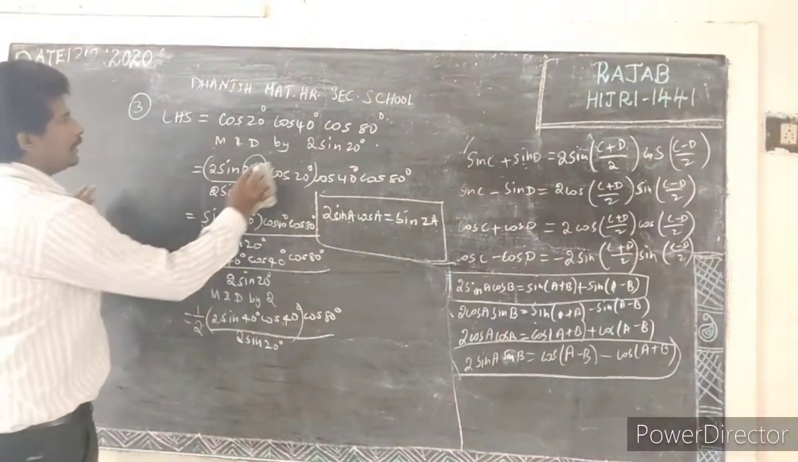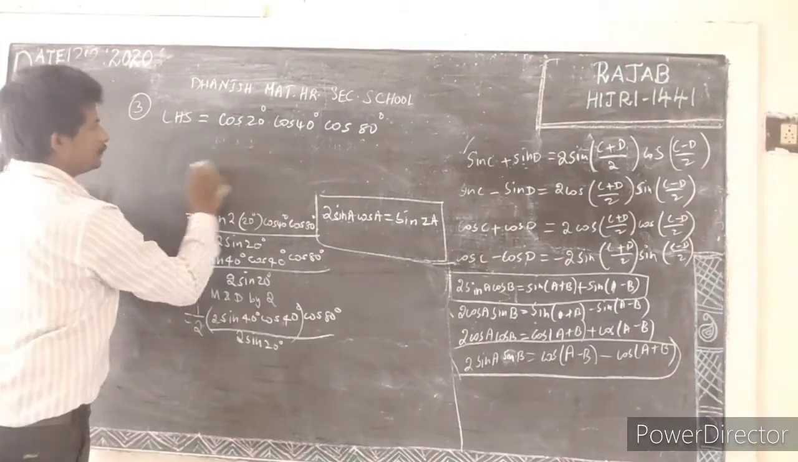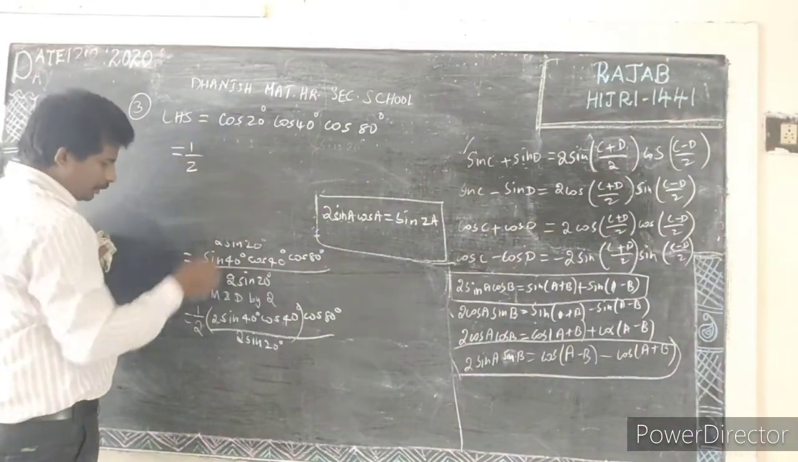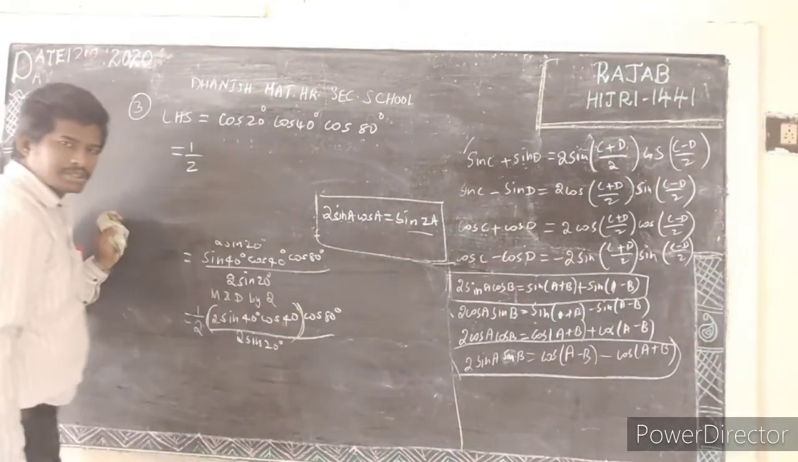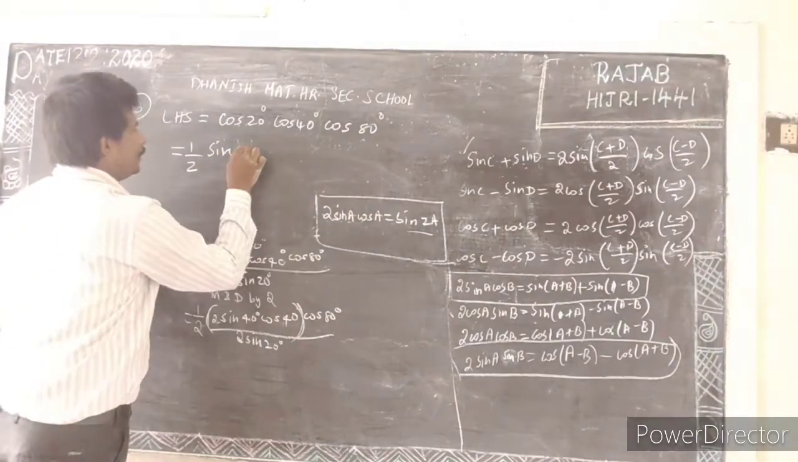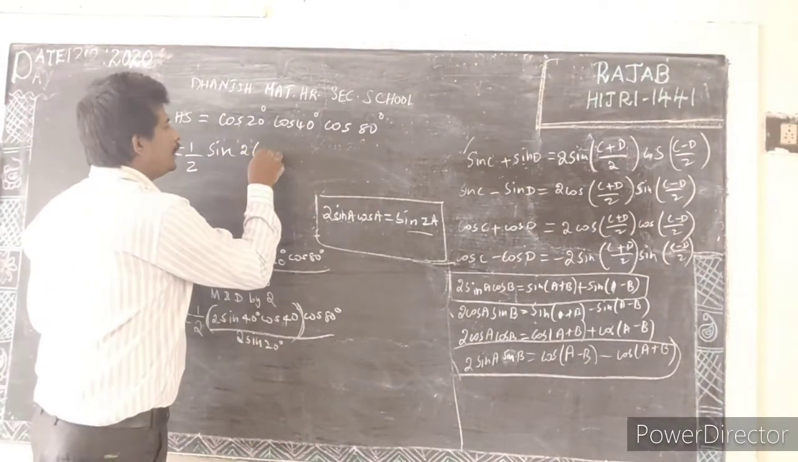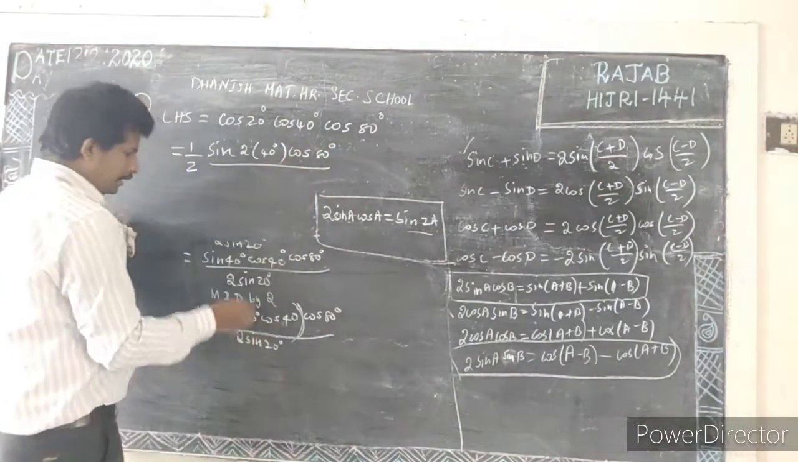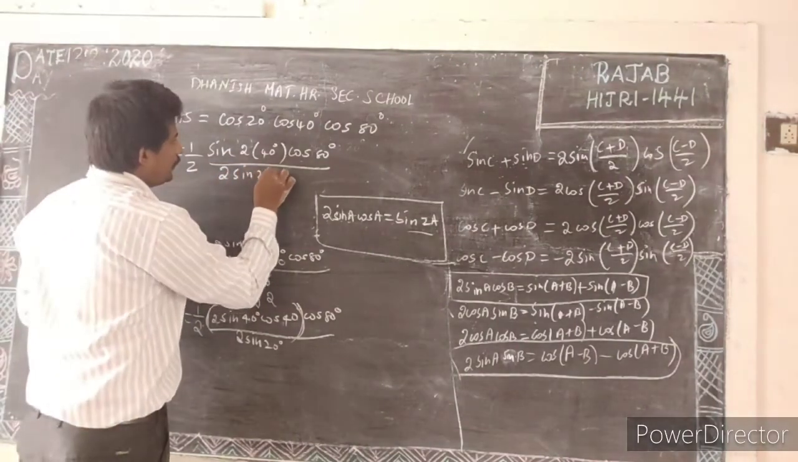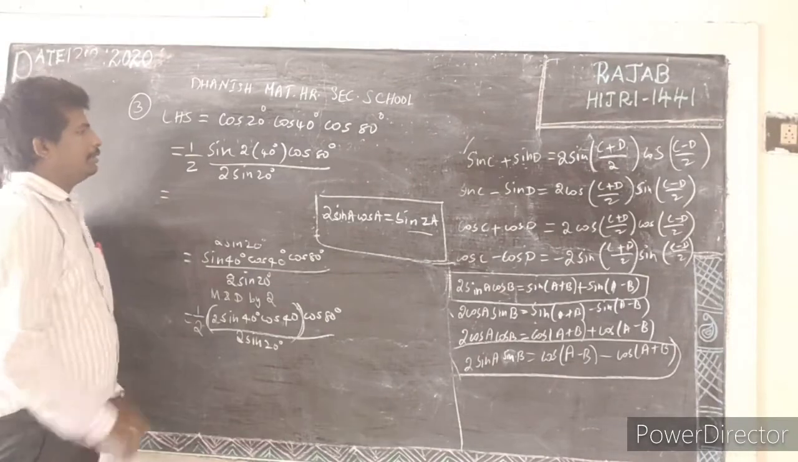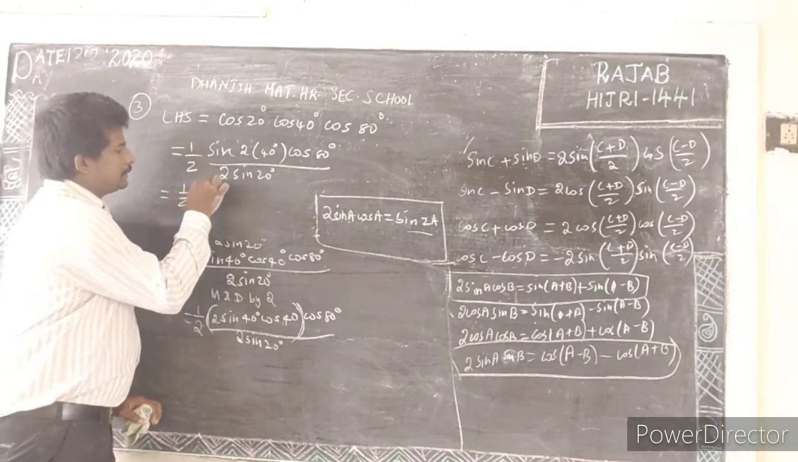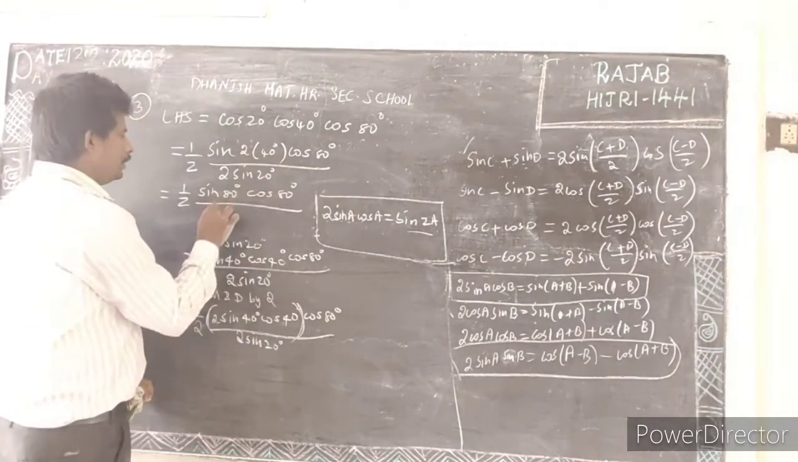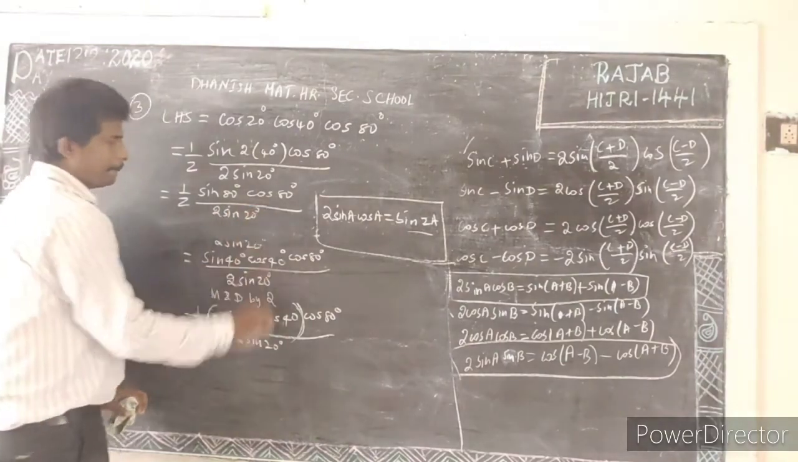Again I am going to use the same identity. So what will happen? 1 by 2. Instead of this, I am going to write RHS. So sin 2A, 2 into, here our A is 40 degree, into cos 80 degree by 2 sin 20 degree. Now this is equal to 1 by 2 sin 2 into 40, 80 degree cos 80 degree by 2 sin 20 degree.